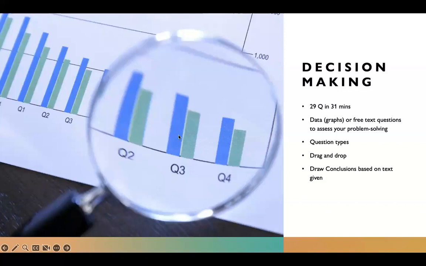Okay, moving on to decision making. This is the section where you have the most time: 29 questions to do in 31 minutes. Essentially you can get line graphs or bar charts to interpret and compare two different things, or they may give you free text questions to assess your problem solving skills.